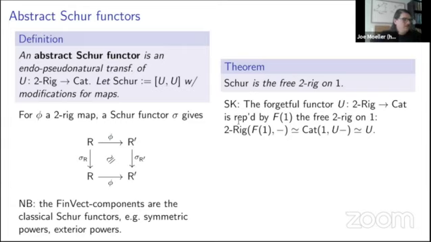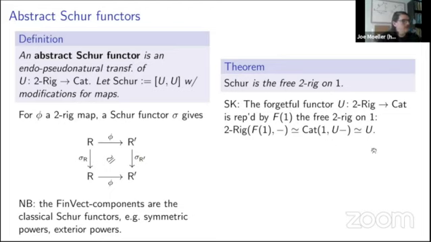The forgetful functor from 2-rigs to Cat is represented by the free 2-rig on 1. This is an analog to a calculation you can usually do with Set. The functor that's represented by the free 2-rig on 1 is the same thing as the functor mapping from the functors from 1 into the underlying category of a 2-rig. But this is the same thing as saying pick out the objects of the underlying category and then also morphisms. So it's just giving you the underlying category. So this forgetful functor is represented by whatever the free 2-rig on 1 is.